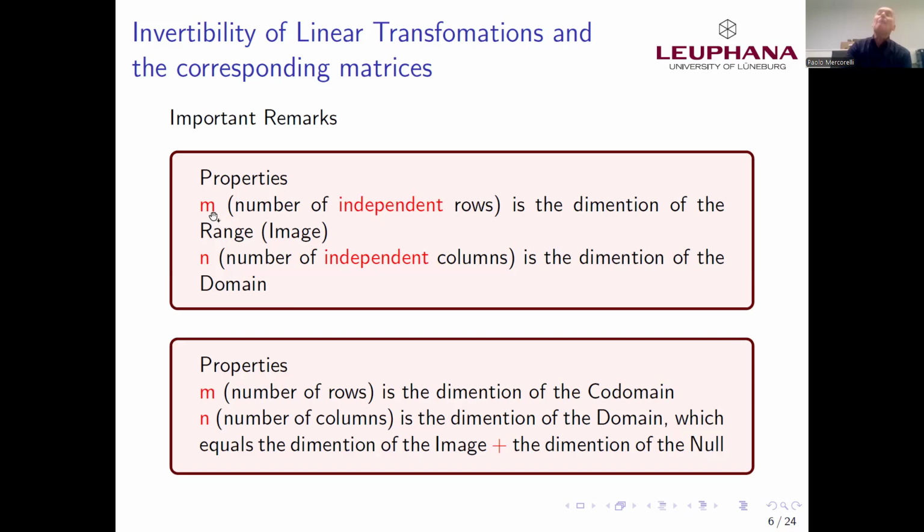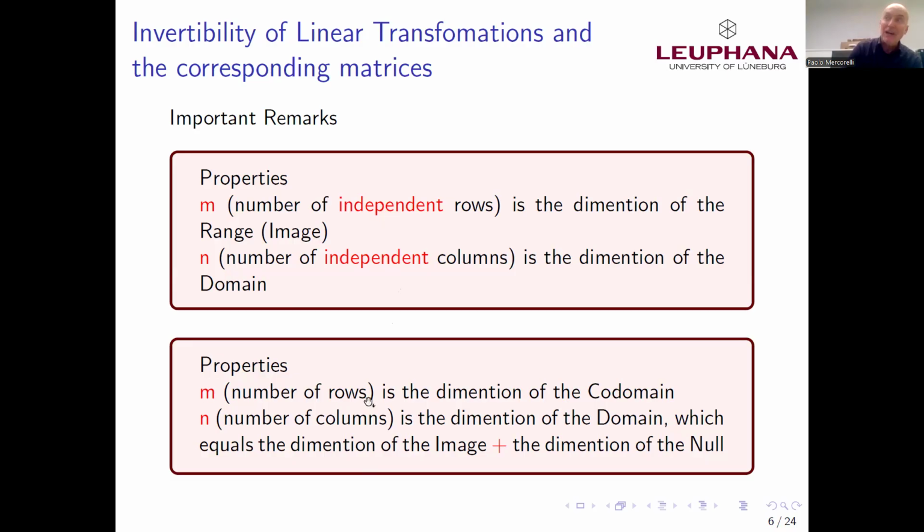Properties. M is the number of independent rows. If M is the number of independent rows, we say that the dimension of the image, or range, is M. If N is the number of independent columns, we say that this is the dimension of the domain. Why am I speaking about the matrix now? Because, as I told you, we have an exact correspondence between transformation and matrix.